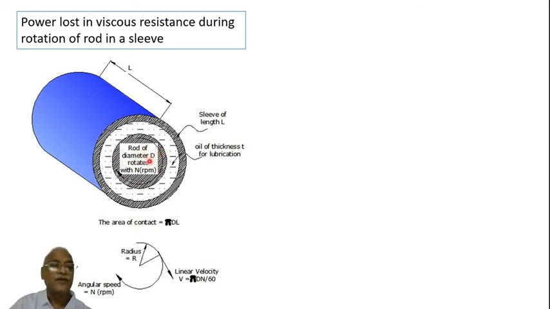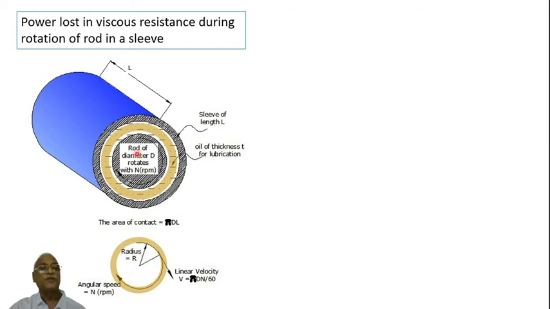The rod of diameter D rotates with RPM n, that is, revolutions per minute. Now between the sleeve and the rod there is an oil film. The oil film has a thickness T. Now when I try to draw a free body diagram for this rod, it will be like that. The yellow one is the oil film. The same oil film is shown here.